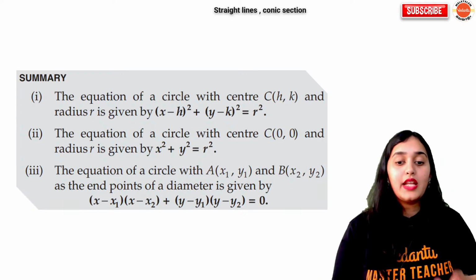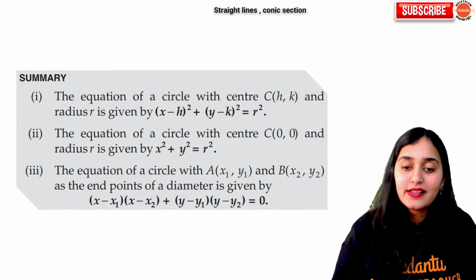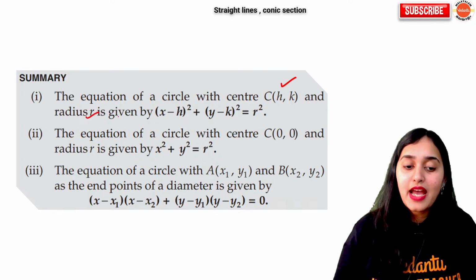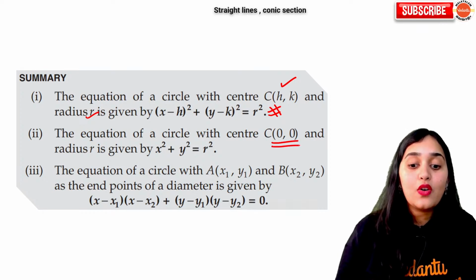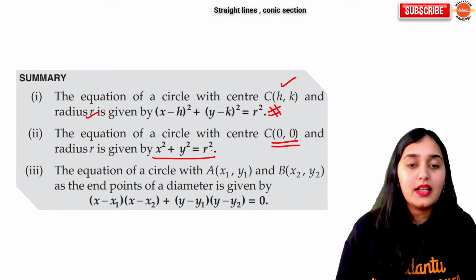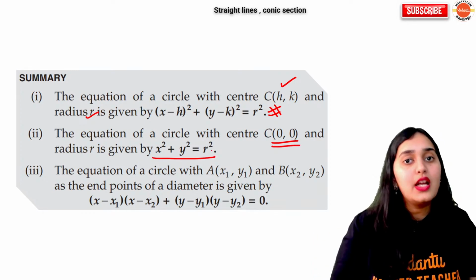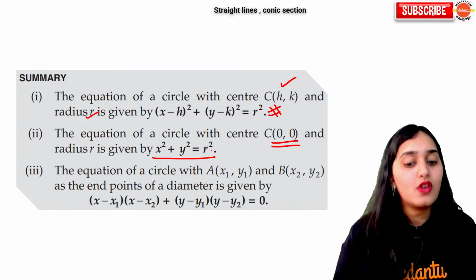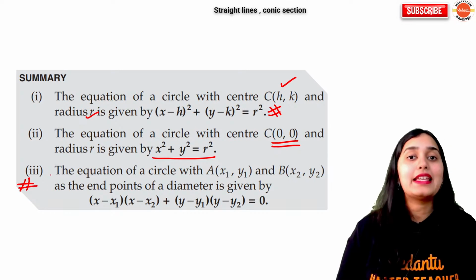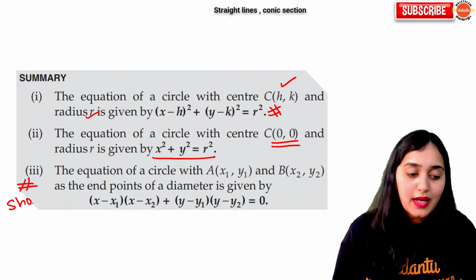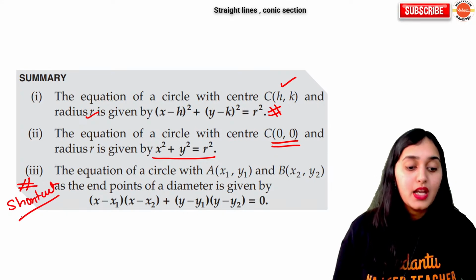Now, if the center is given as (h, k) and the radius is r, the equation of the circle is this. If the center is (0, 0), that is, if h and k are 0, it will be simply x square plus y square is equal to radius square. And another important formula, this is a shortcut formula, please note it down.